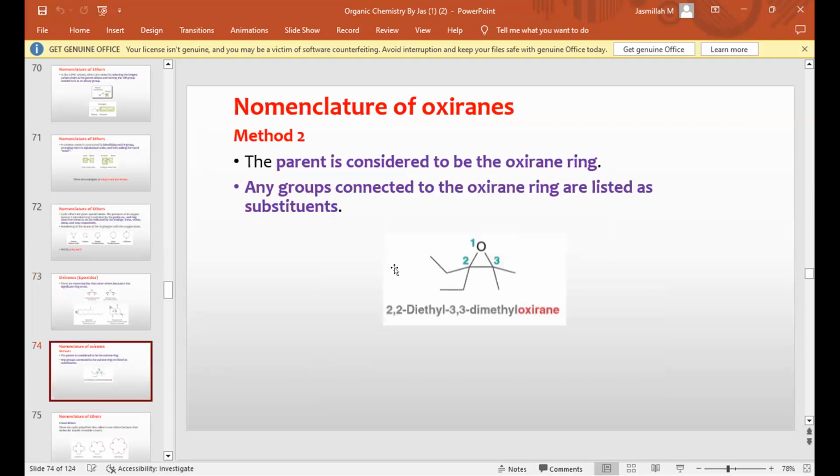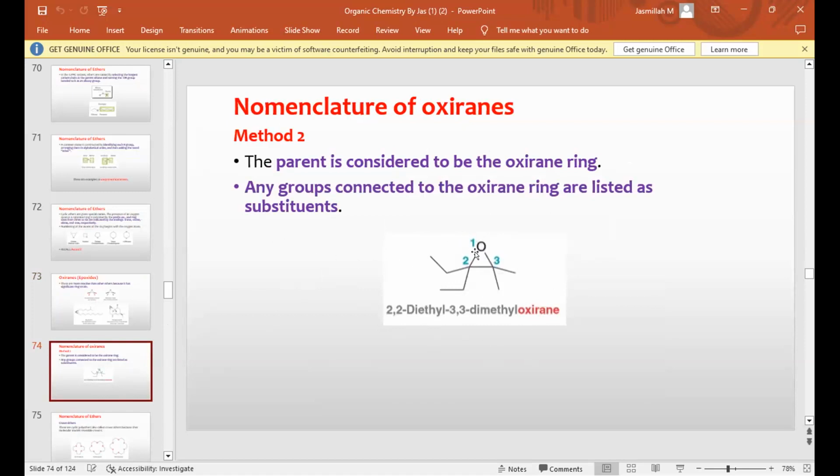Then nomenclature, this is okay. Now this is another way of naming oxiranes. There were two ways, but the first method was a bit complicated, so I just chose to take this. So the parent is considered to be an oxirane ring. So whenever you see an oxirane ring, this is the parent ring.